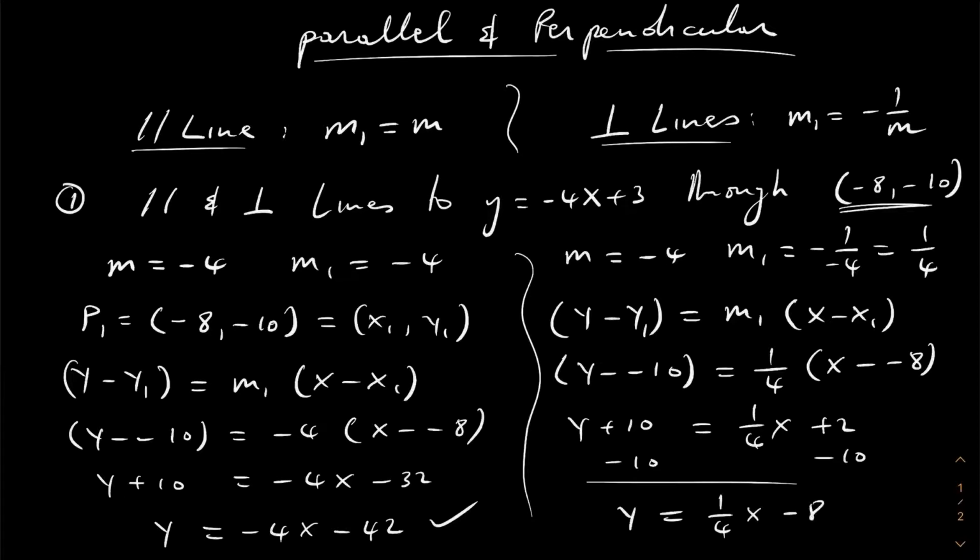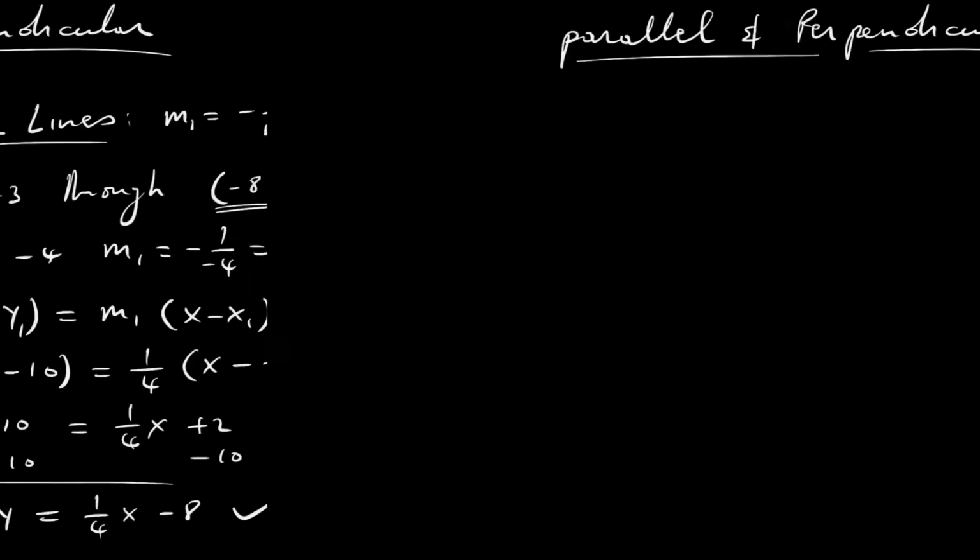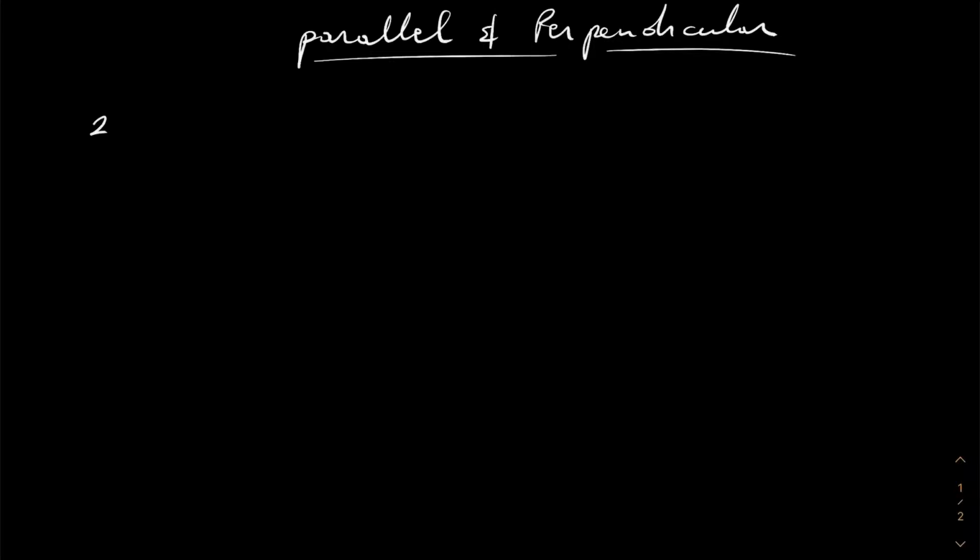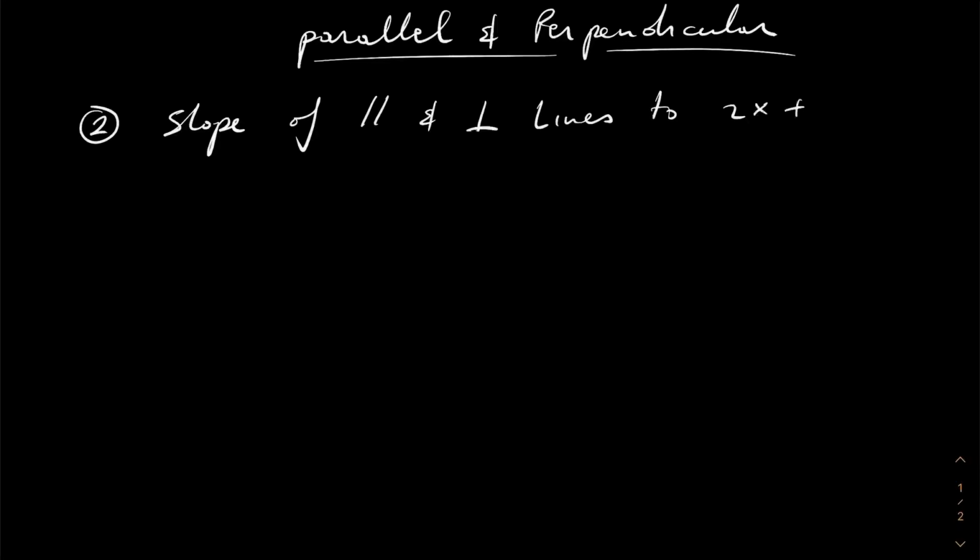And so that's it. The most important thing here is to know how to find the slope of a parallel line and a perpendicular line to another line. And so let me give you a second example so you can have these ideas just sink in. On this second one, I just want you to find the slope of parallel and perpendicular lines to the line 2x plus 3y minus 18 equals 0.